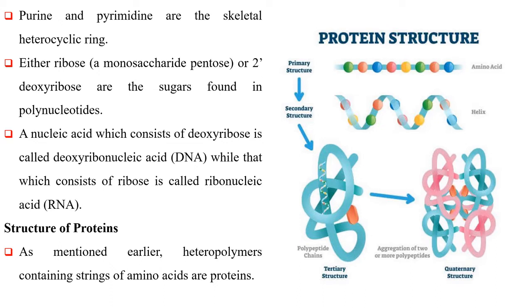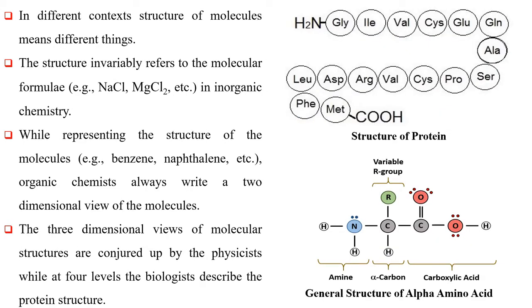Structure of proteins. As mentioned earlier, heteropolymers containing strings of amino acids are proteins. In different contexts, the structure of molecules means different things. In inorganic chemistry, structure invariably refers to the molecular formula. While representing the structure of molecules, organic chemists always write a two-dimensional view. The three-dimensional views of molecular structures are conjured up by the physicist, while biologists describe protein structure at four levels.